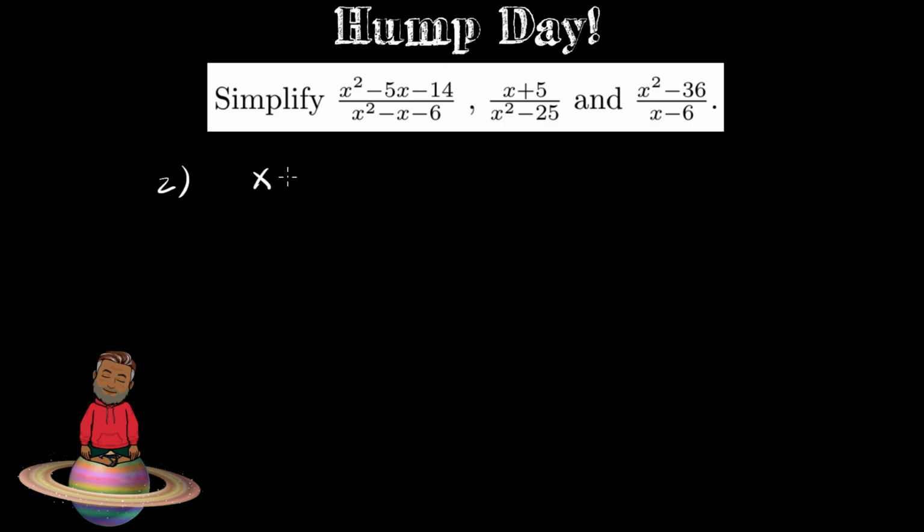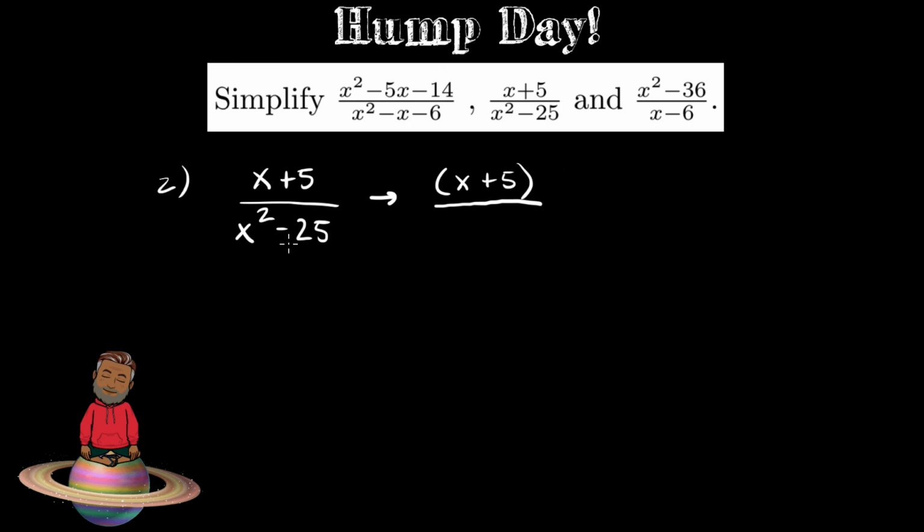So for number 2, we have x plus 5 over x to the power of 2 minus 25. Now, x plus 5 doesn't factor, so that's the factored form of that. So x plus 5 is factored, so we're just going to write x plus 5. Notice I like to write parentheses around anything that's already factored, like it's done being factored.